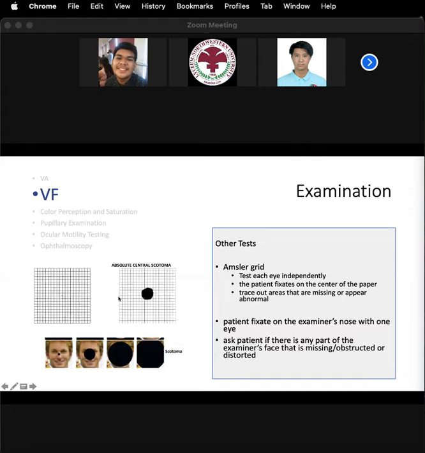So when you ask the patient to close the left eye and see through the right eye, if the patient has a scotoma, he or she will not be able to see part of the grid, as if there is an obstruction in the field of view, the central scotoma.